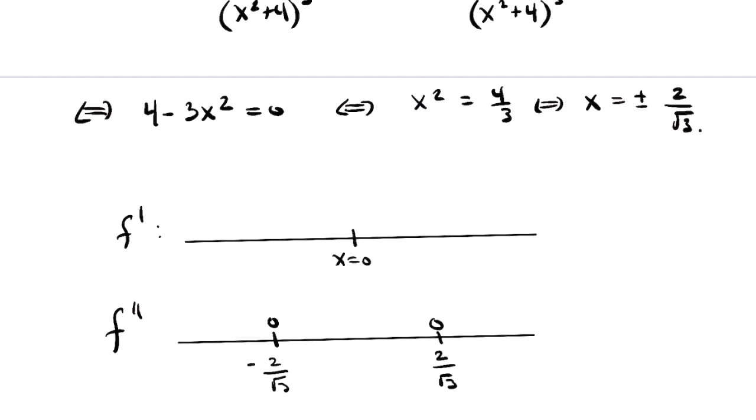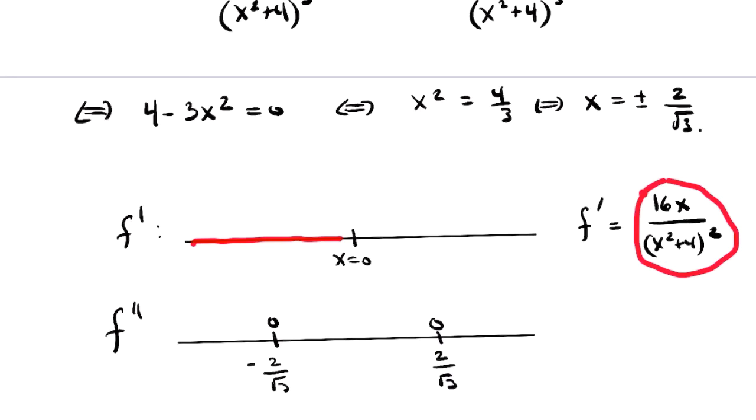Maybe it's more convenient for me to write here. Do you guys remember? You can scroll back, but tell me if I'm wrong, the first derivative was 16x over (x squared plus 4) squared. So if you take a value of x less than 0, in this interval to the left of 0, the derivative is going to be negative there, because 16 times a negative number is negative. The denominator is always a positive number. It's a square. So the signs in the sign diagram are going to look like that.